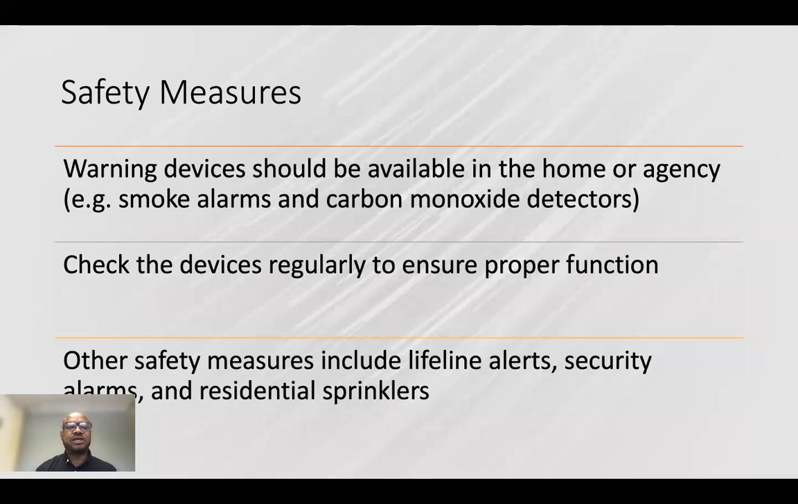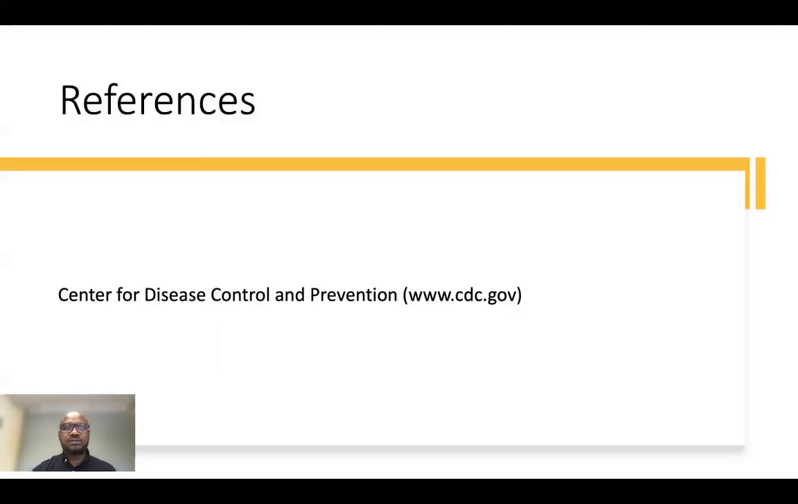Safety measures. Warning devices should be available in the home or agency, for example, smoke alarms and carbon monoxide detectors. Check the devices regularly to ensure proper function. Other safety measures include lifeline alerts, security alarms, and residential sprinklers. All of this information can be referenced on the Center for Disease Control and Prevention website at www.cdc.gov.